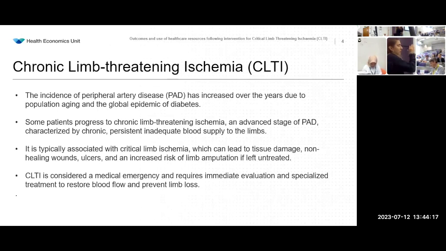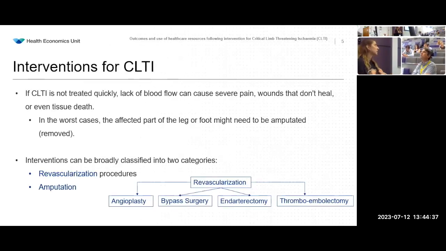CLTI, that was mentioned before, is an advanced stage of PAD. This is considered to be a medical emergency and needs specialized and immediate treatment in order to restore the blood flow and avoid limb amputation. However, in cases where another intervention is not appropriate for the condition of the patient, the doctors proceed with the limb amputation.